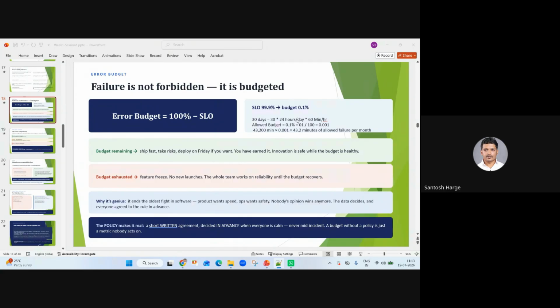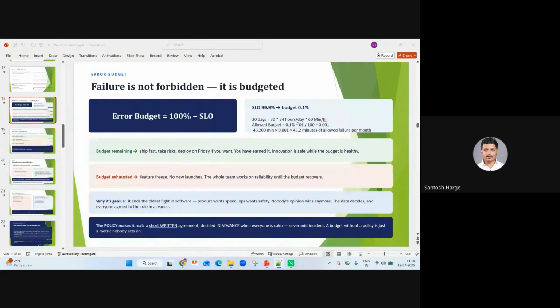Okay. Now, if you see the budget remaining part here, if you have the budget in your bucket, let's say for the starting month you have 43 minutes, and by the end of the month you are still having, let's say, 50% of the budget, that will give you the privilege to go with the fast deployment process. You can take some risk here, right? You can deploy your changes on Friday as well, because you maintained your error budget under control over the month. So you have earned it. That's why you can take this risk, do the deployments over the weekend, and perform the maintenance over the weekend as well.